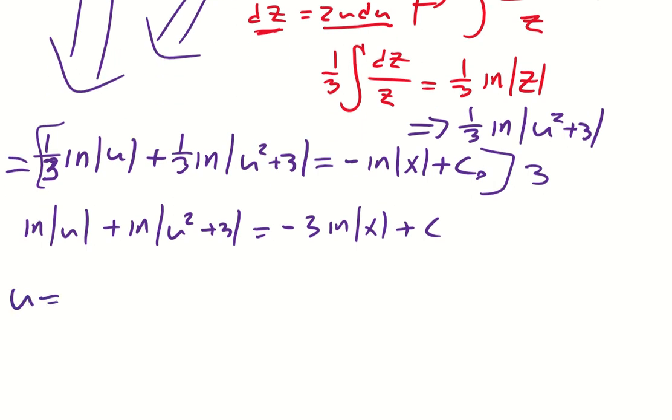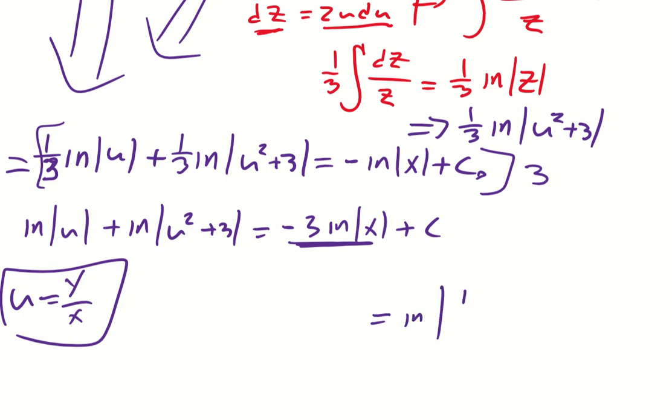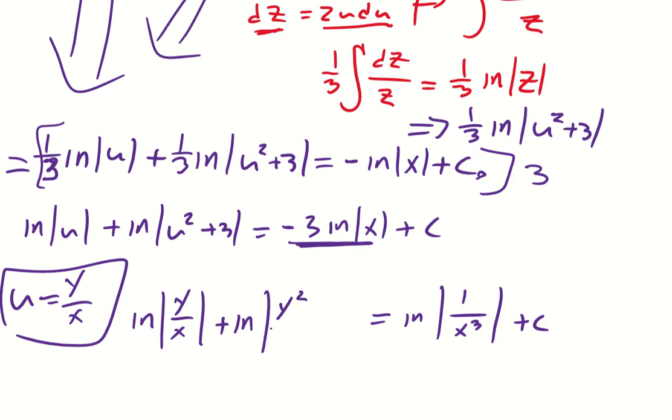Note that u is equal to xy. No, sorry, y over x. So we'll plug that in. We can also simplify this expression. So the right-hand side is just a natural logarithm of the absolute value of 1 over x cubed plus c. So the left-hand side we have natural logarithm of the absolute value of y over x plus the natural logarithm of the absolute value of y squared over x squared plus 3.